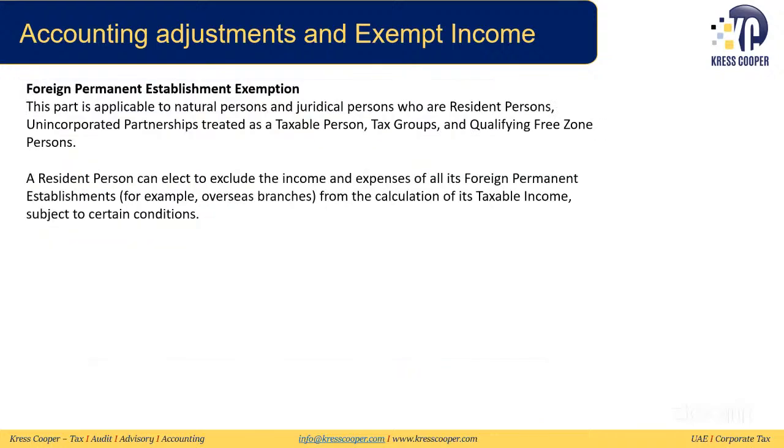Then we have the foreign permanent establishment exemption. This part again is applicable to a natural person, juridical person, or resident person. And like we said, if there's a foreign permanent establishment for these people, and they want to exclude the income and expenses of the permanent establishment, then this portion will be relevant to them, and they can click yes, or if their income was received from this portion.